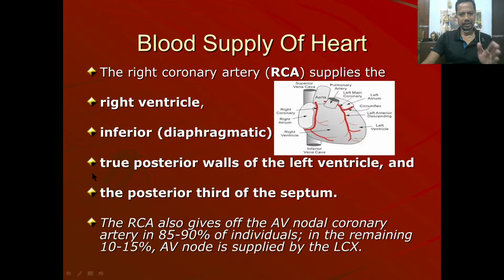Then we come to the right coronary artery. So it's R for right ventricle. It supplies the right ventricle, the inferior surface of the heart, the true posterior surface of the LV, and the posterior 1/3 of the septum. Anterior 2/3 of the septum is LAD, posterior 1/3 of the interventricular septum is supplied by RCA. So these things you have to know in detail.